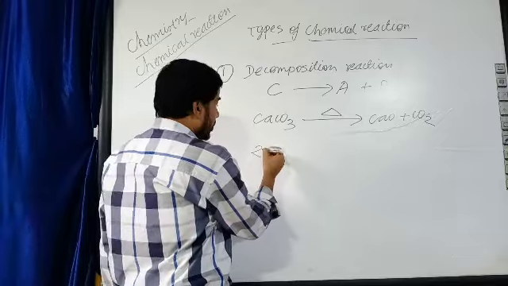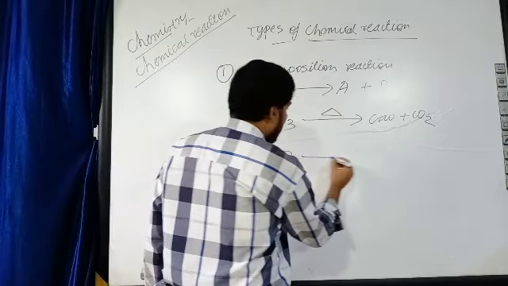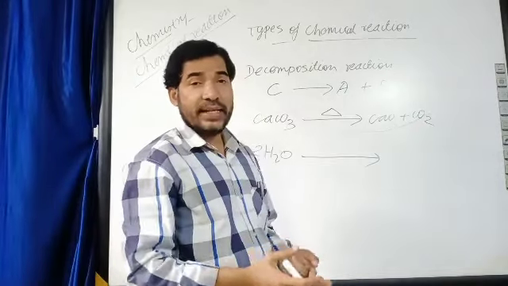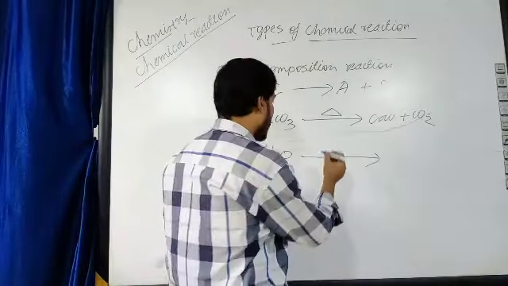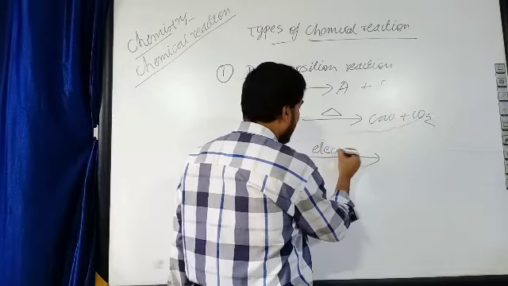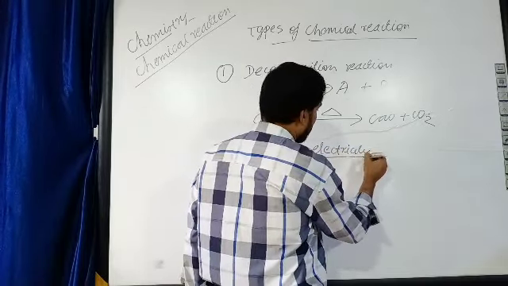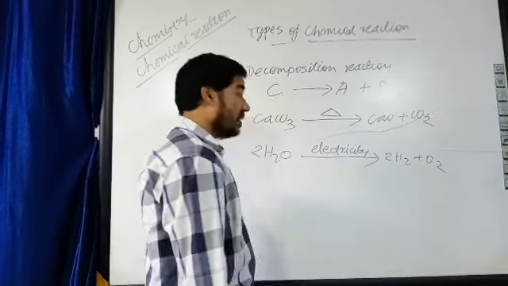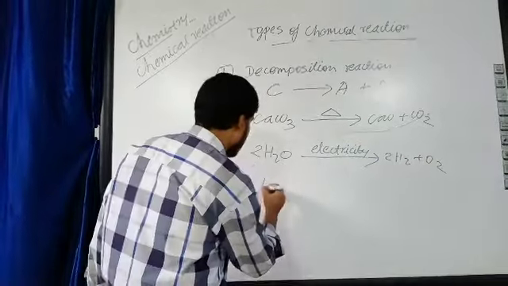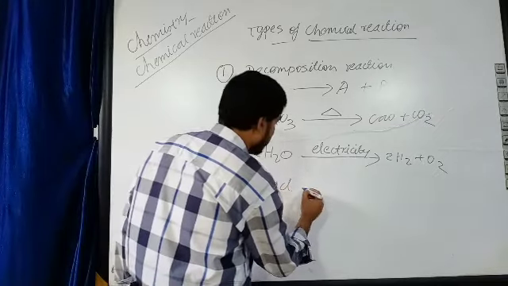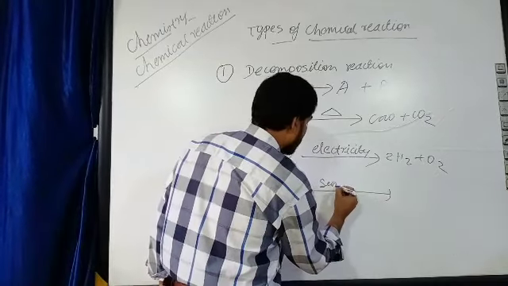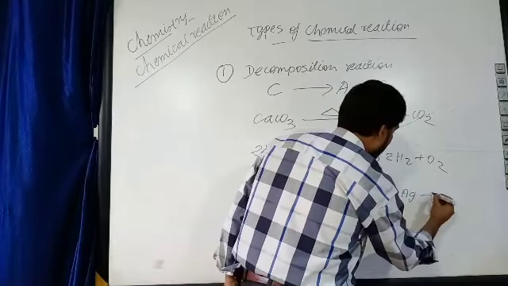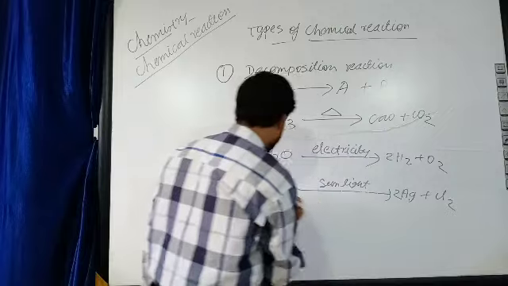Second, 2H2O: when water is taken in the electrolytic cell and electricity is passed, it breaks into two new substances. I will write here electricity. Then it breaks into hydrogen and oxygen. Third, we will take silver chloride, and we write here sunlight. Then it breaks into silver plus chlorine. We have to balance it here.